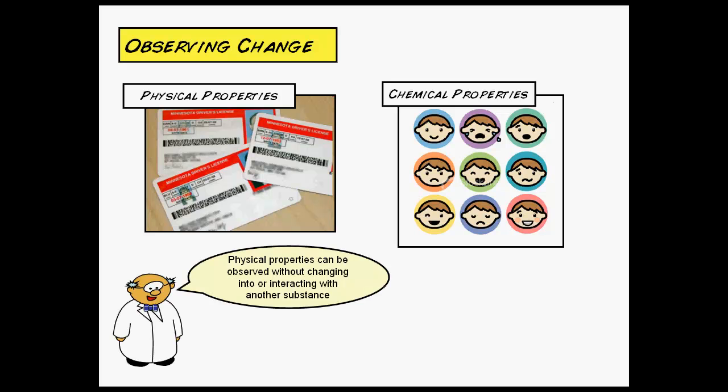Physical properties can be observed without changing the material into a new substance. For example, we can observe the boiling point of water, converting liquid water into gaseous steam, without changing the chemical makeup of the molecules involved.